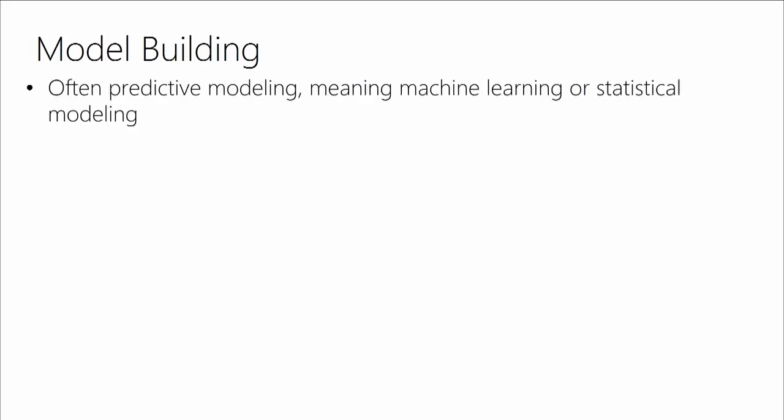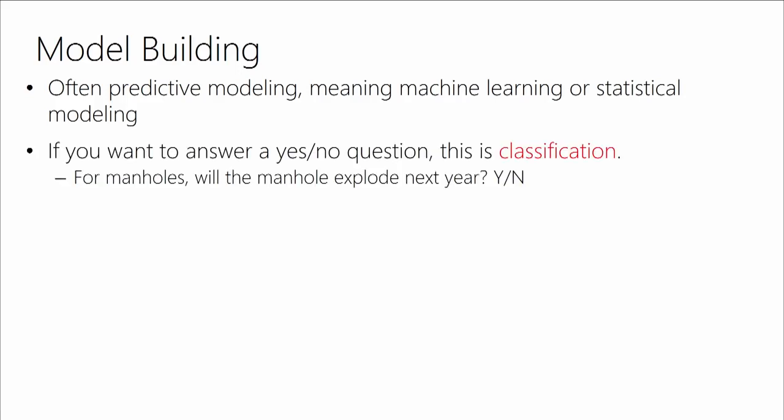Now, predictive modeling means machine learning or statistical modeling. It doesn't necessarily mean prediction in the future time-wise. It could just mean prediction of a new circumstance that you haven't seen before. Now, if your goal is to answer yes or no questions, then this is classification. So, for instance, if you're asking questions like, will a manhole explode next year? Yes or no, this is a classification problem.